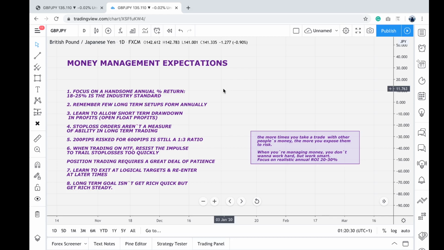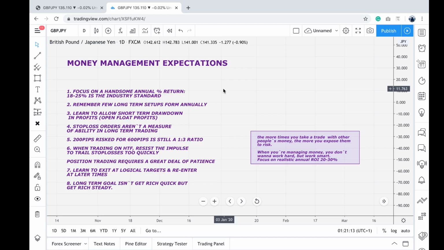Okay, so number three, you need to learn how to allow short-term drawdown in profits. So do not be quick to move your profits too quickly. Okay, do not be quick to move profits to break even too quickly. Okay, learn to be comfortable with being in drawdown. Don't look for sniper entries on swing trading. On position trading or swing trading, you don't look for sniper entries. What you're looking for is a good entry with a very good risk to a very good reward. Not sniper entries, because those are not realistic for swing trading. Those are not realistic for position trading.